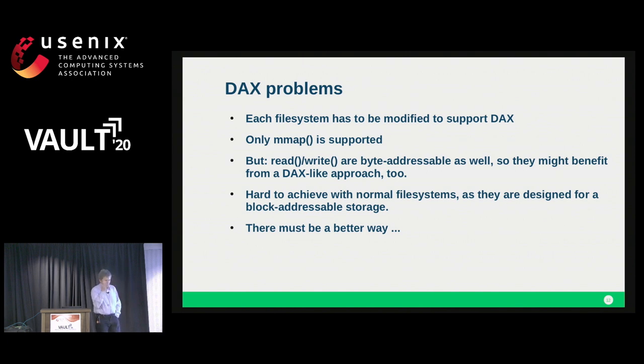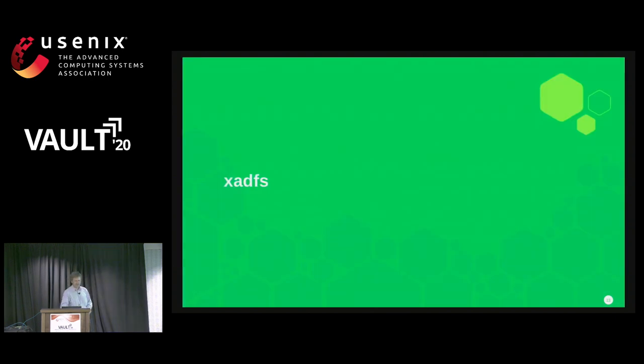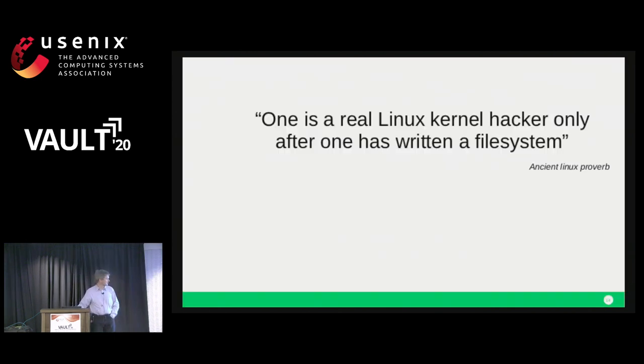Which is okay, and it works nicely, but then read and write is actually also byte addressable. So why is it, again, that I can have this speedup only for mmap? Why can't I do it for reads and writes? They might be able to benefit from it too, wouldn't they? So there must be a better way. And this is how I ended up writing my own file system.